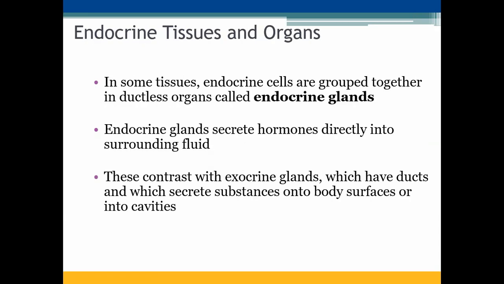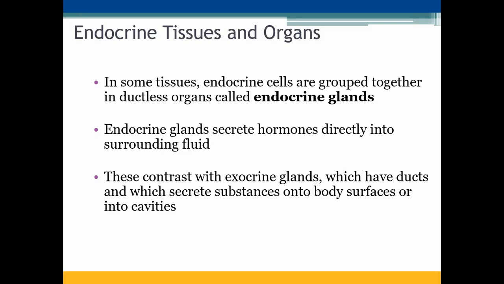In some tissues, endocrine cells are grouped together in ductless organs known as the endocrine glands. So the definition of an endocrine gland is a ductless gland. It doesn't have ducts. It secretes its secretion directly into the blood. Basically, it secretes into intercellular fluid, and then it is taken up by the blood. So endocrine secretions don't have ducts.